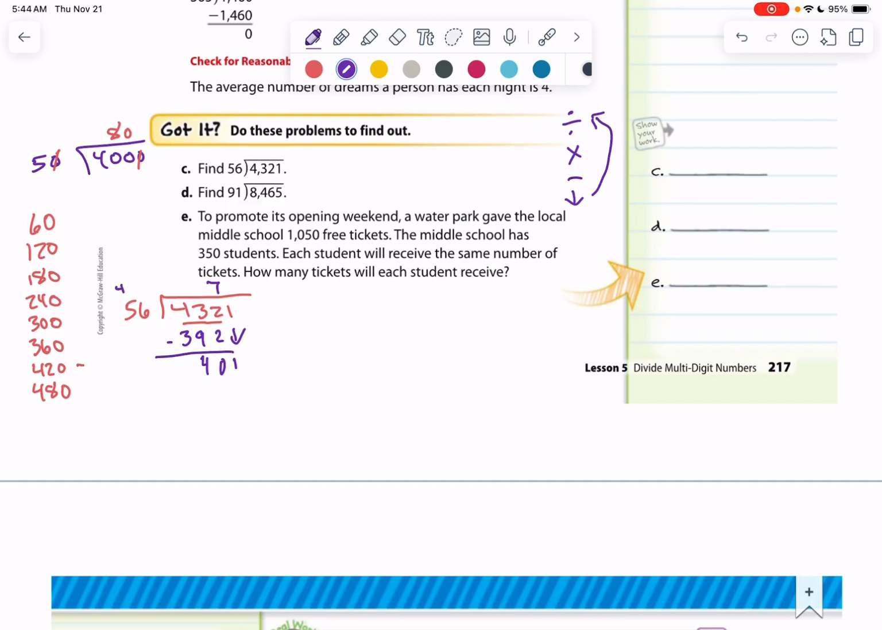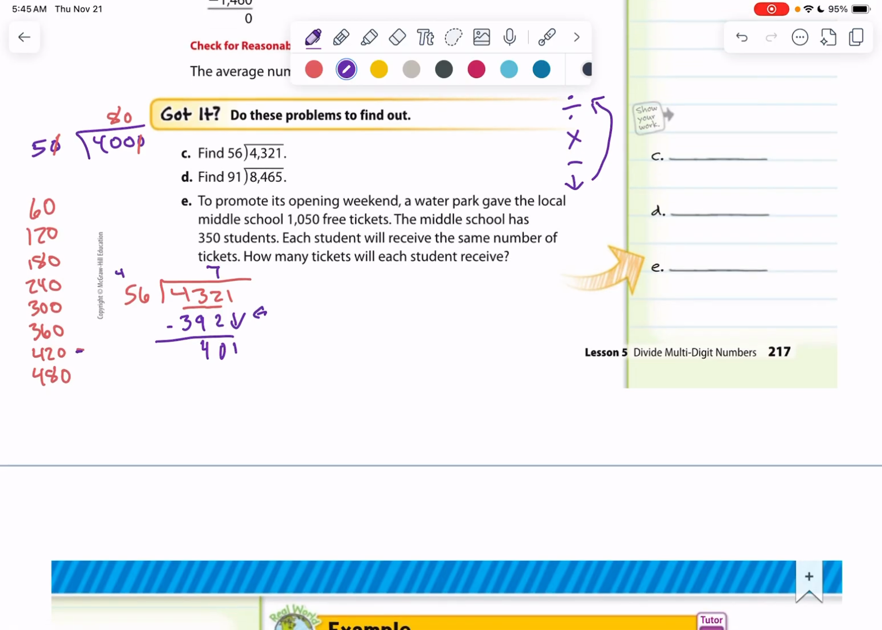Oh, now we got to go into 401. Oh, well, we kind of just did that. And we know that 7 times 56 is 392. So we'll just do it again. 7 times 56 is 392.